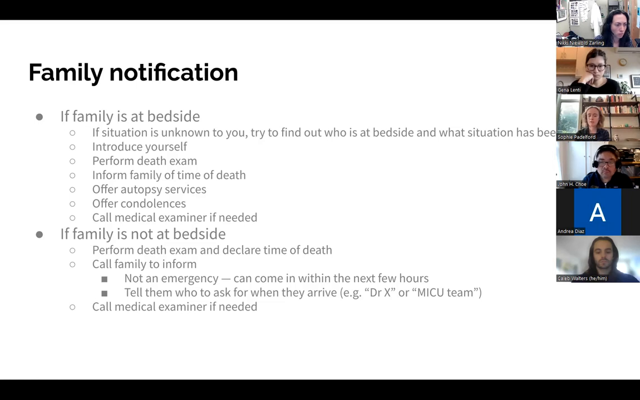You tell them who to ask for when they arrive, which doesn't need to be you if you're going off, but it could be you. It could be the bedside nurse who's going to be here till 7, or it could be the team that's responsible. For example, if you're in the medical ICU and you're post-call and about to leave, you can still have them ask for MICU team A or MICU team B, and someone from the team can come and talk to the family when they arrive. And then again, you need to call the medical examiner if needed.